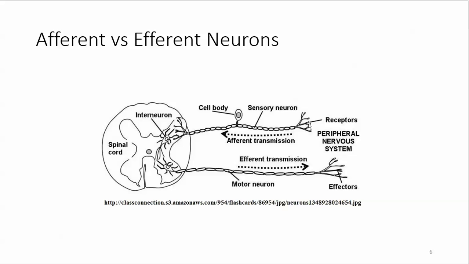So this message goes, this is an afferent transmission through a sensory neuron, goes to the spinal cord, and then the spinal cord sends the message through an efferent transmission down a motor neuron to an effector site, which would be your finger. So you hit it with the pin, and then the motor neuron causes you to take your finger away.